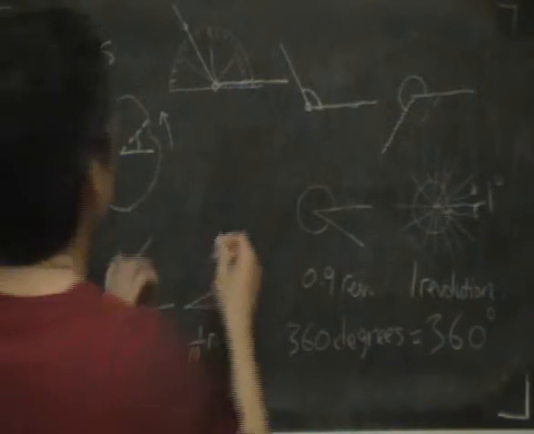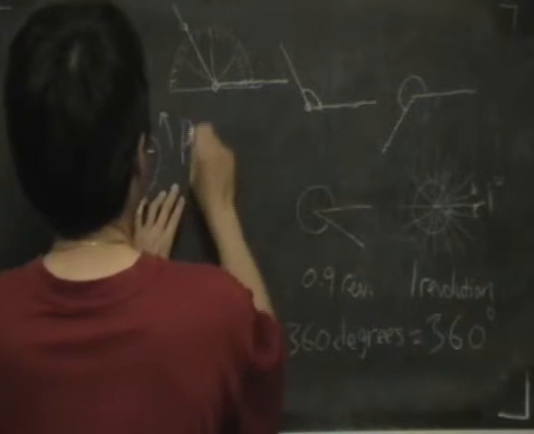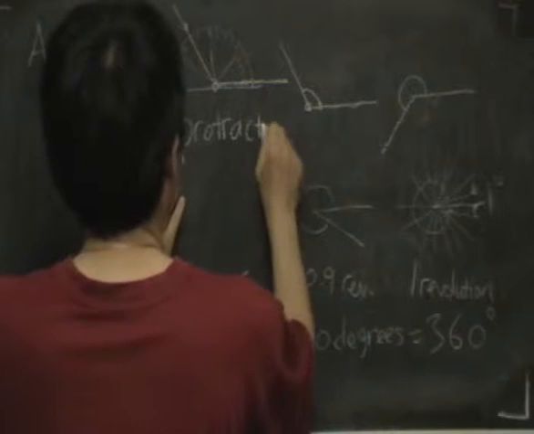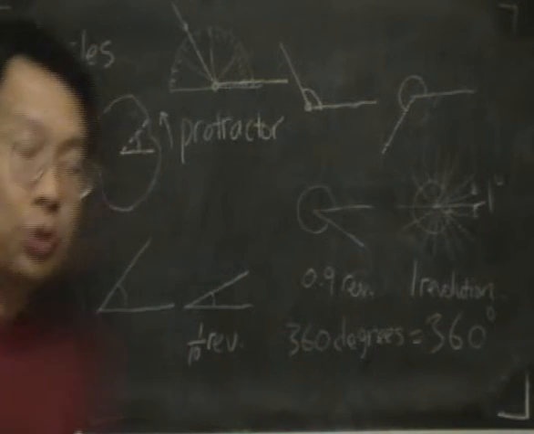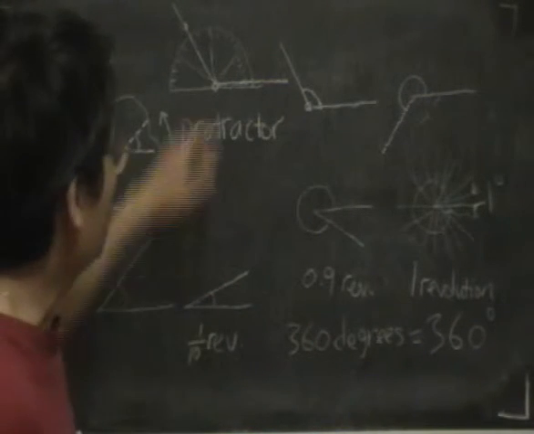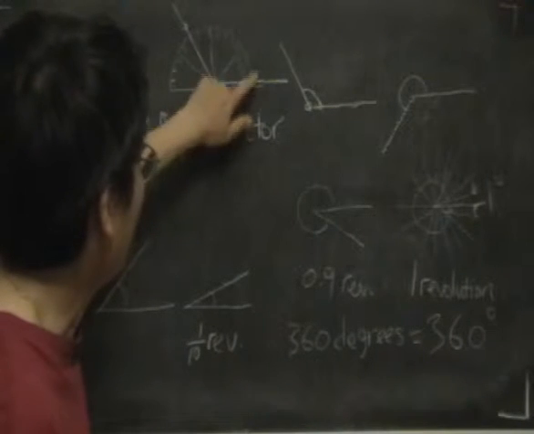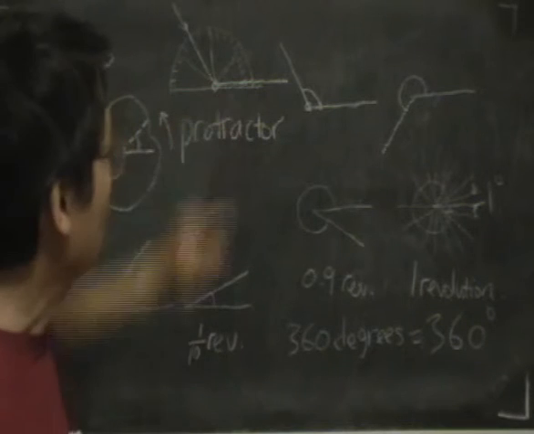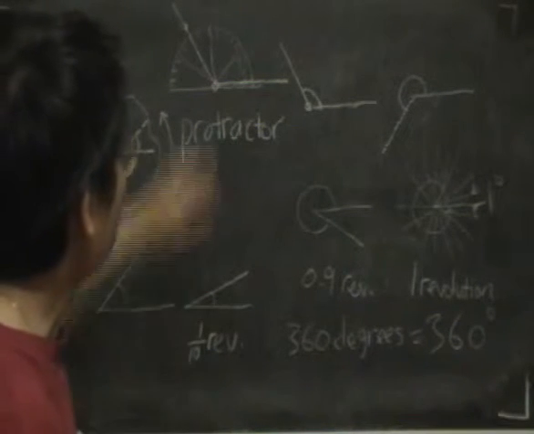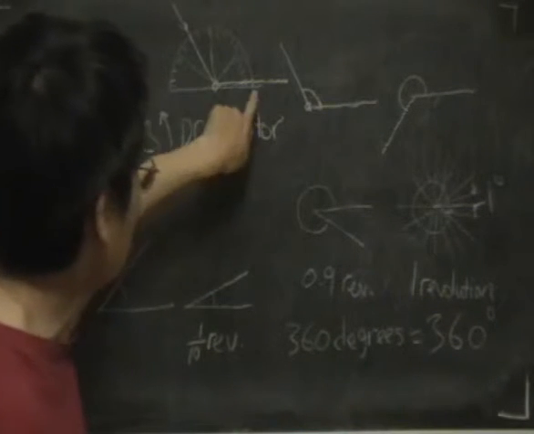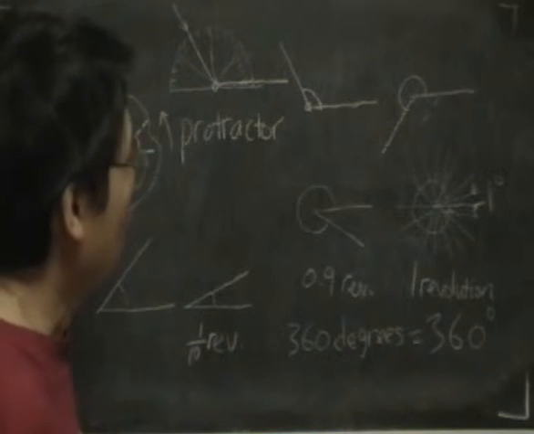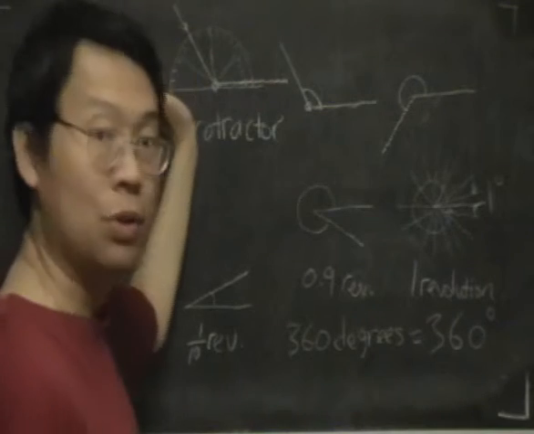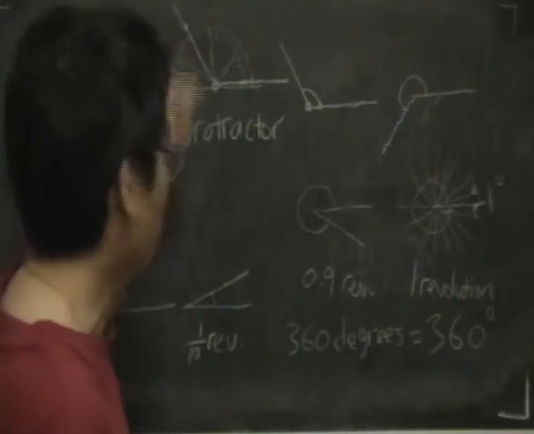So let me spell that. A protractor is spelled P-R-O-T-R-A-C-T-O-R. Protractor, and a protractor has markings from there to there, where that point at the center is the corner of the circle. Now, it doesn't actually go all the way around, right? A protractor goes half a revolution, okay, halfway around.